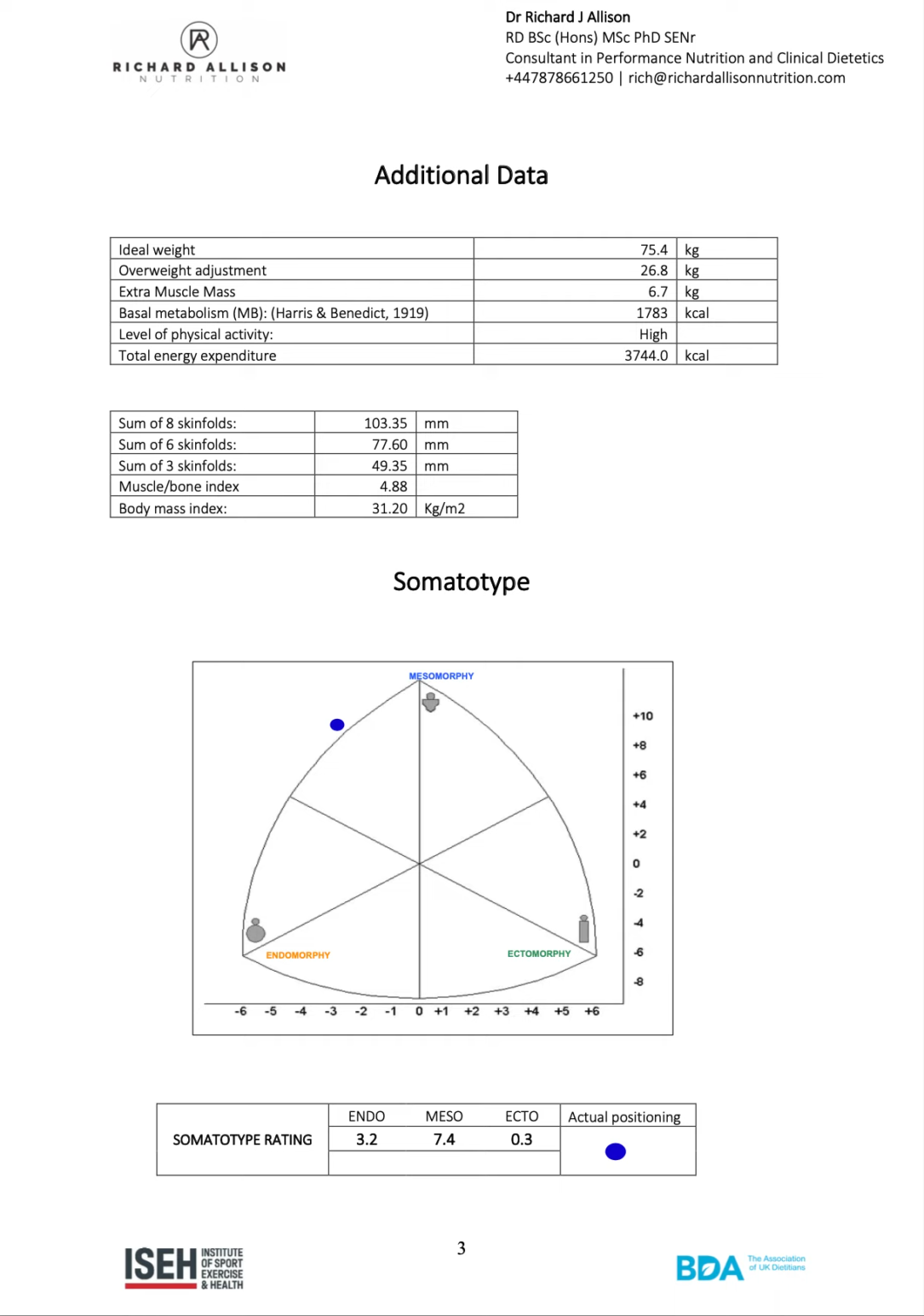So you can see that this individual's basal metabolic rate is 1,783 kilocalories per day. So what this essentially means is that if the person was to lie down and do nothing, this is the amount of calories that would be required to maintain their current weight and all their physiological processes. This particular person had a high level of activity, so their total energy expenditure is based off their level of activity and their basal metabolic rate.